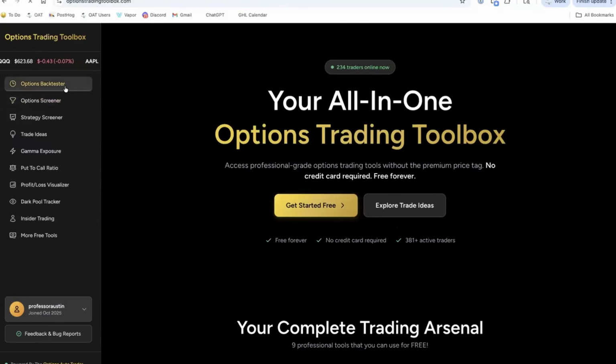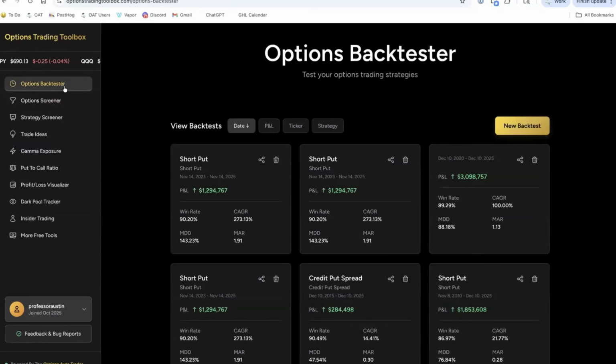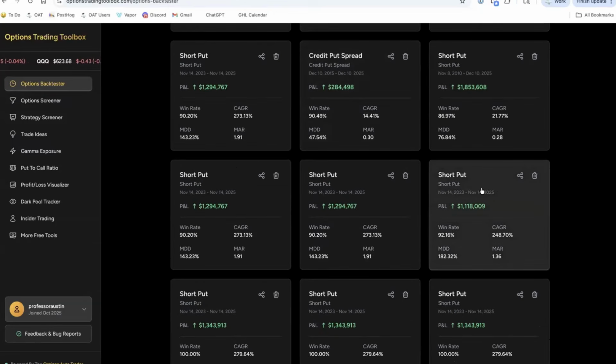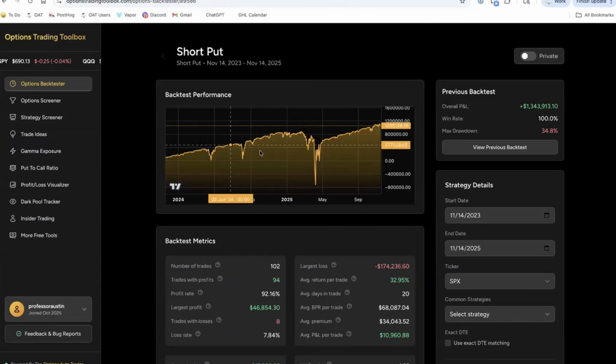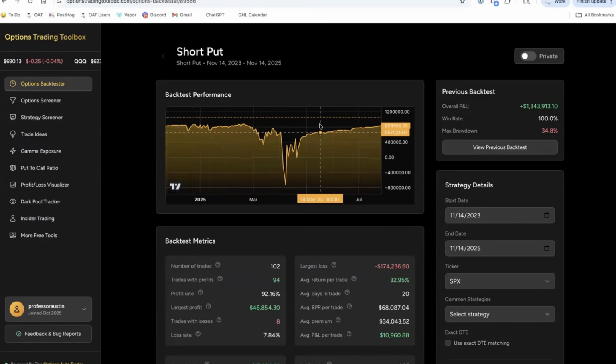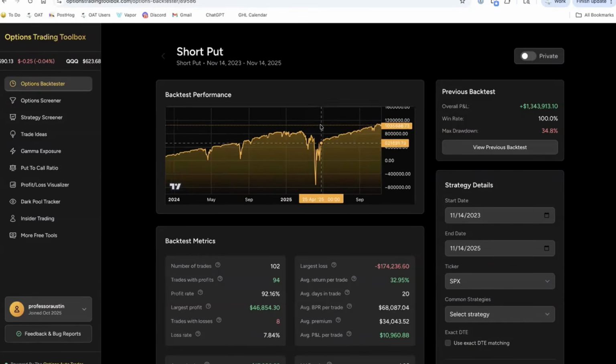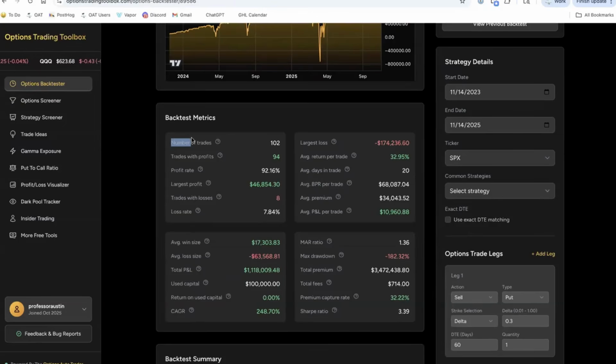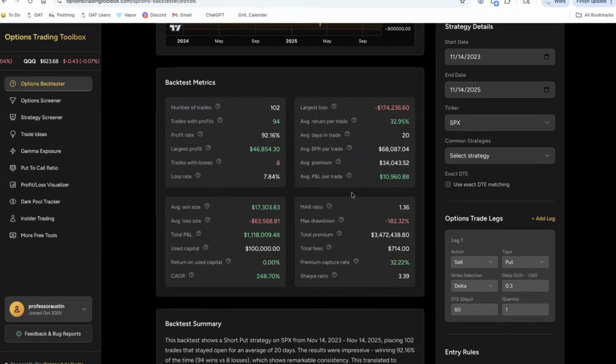Anyways, the options backtester. Love this thing right here. Once you have a lot of backtests, it's super awesome because you can filter by the date you created it, by the profit and loss, by the ticker, strategy, all that stuff. So you can easily filter through what you want to see. I also love the layout of the page. We use TradingView charts to display this because I just love TradingView charts. Now you can get that based on your backtest analysis. You can see exactly what's going on with these trades. It shows you the backtesting metrics, all the things that you want to know about your returns.